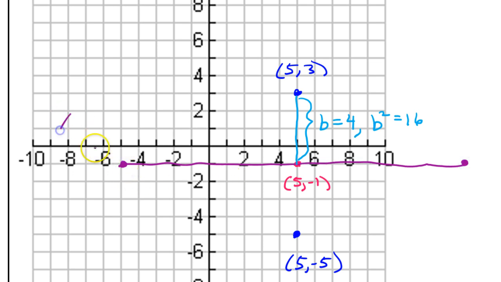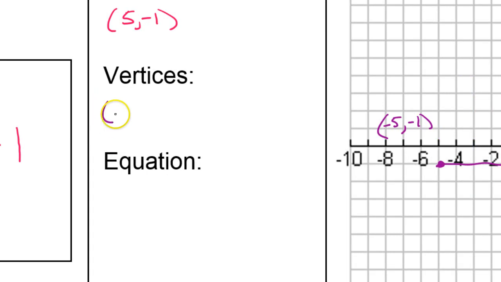So this vertex is the point -5, -1. What about this one that's off the graph? Well, I started at 5, and I'm going 10 to the right. So this should be 15. So this vertex is going to be 15, -1. And so now, I should list those. So the vertices are -5, -1 and 15, -1.